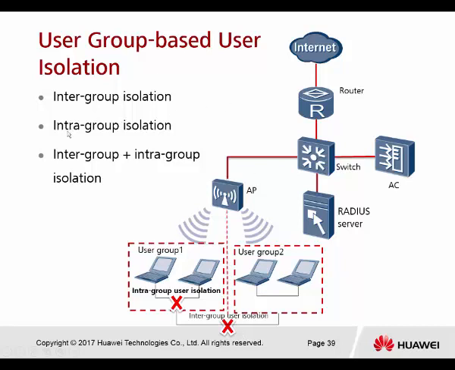Then the other one, intra-group isolation. Once this is enabled, for users belonging to the same group, even different users in the same SSID are not allowed to reach each other. They will be totally blocked. And the last one, they can combine these two together.